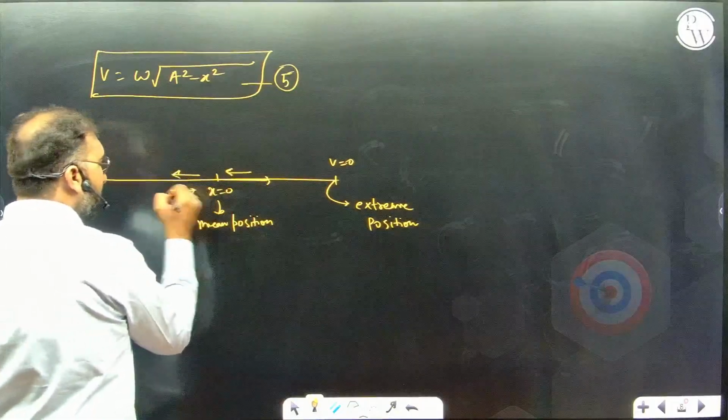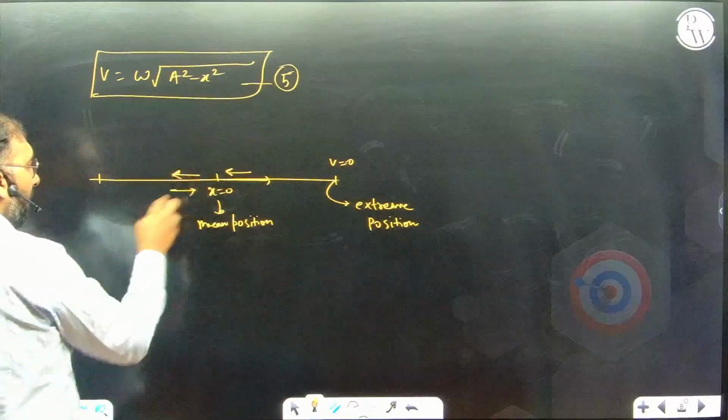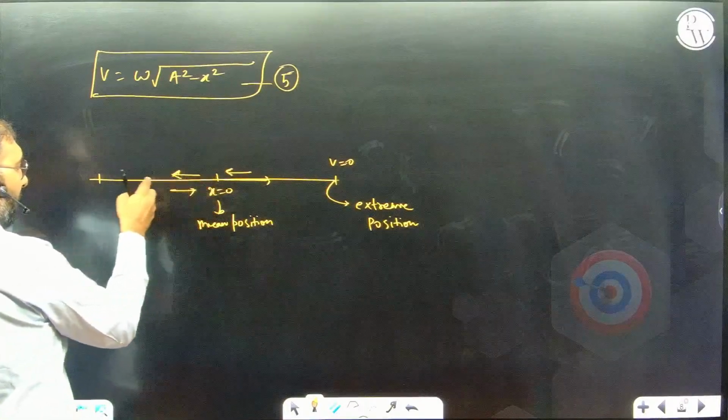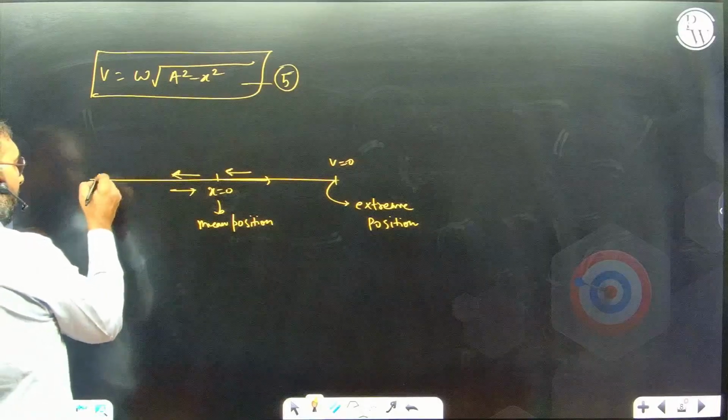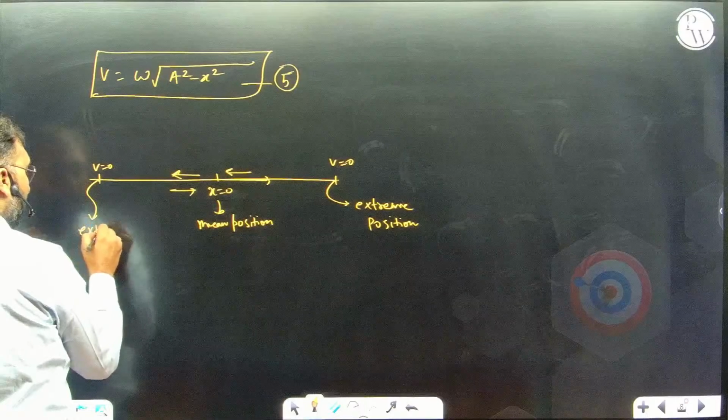Same thing will happen when the particle is going in this direction. Acceleration will be acting in this direction. So this force is also reducing the speed here, and gradually the speed of the particle will keep on decreasing until it becomes 0 at this point, and so I'll be calling this an extreme position.